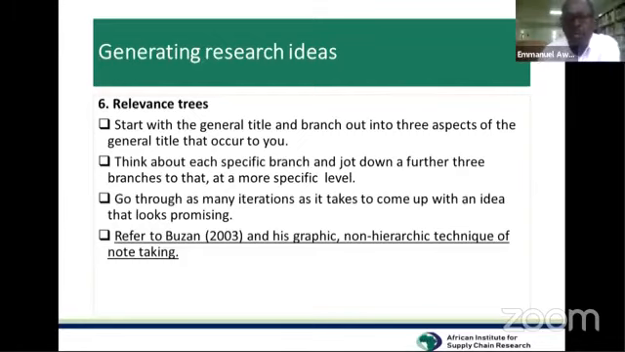Now, I'll maybe refer you, in the interest of time, to work by Buzan 2003, and basically look at his graphic non-hierarchic technique of note-taking. That would be very helpful in getting to understand use of the relevance tree a little bit better.